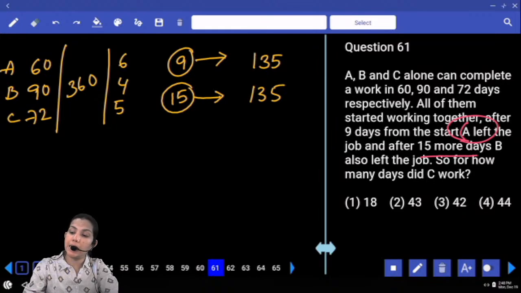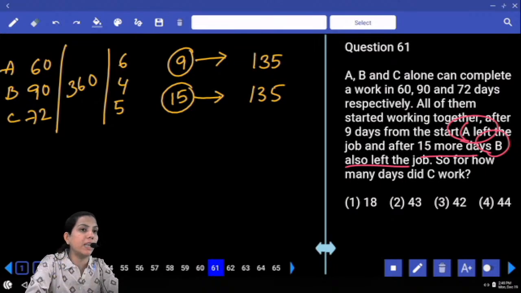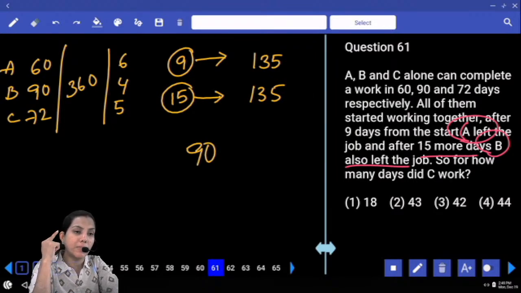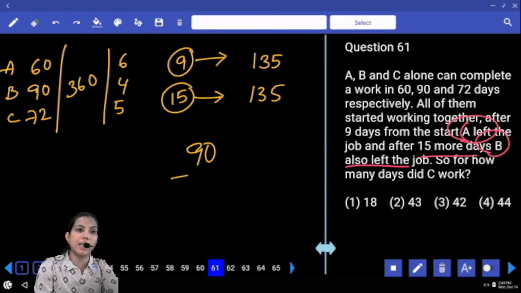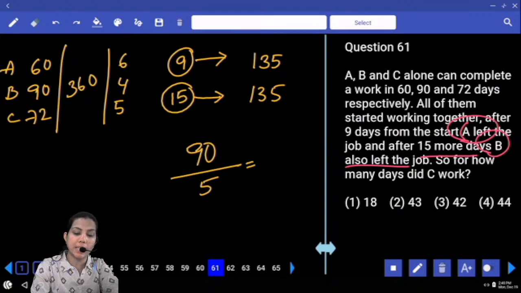After 15 days, B also left. 135 means 270 units done. What is the remaining work? 90. After 9 days, A left. After 15 more days, B left. Then the remaining work is definitely done by C. In how many days? 18 days. This 18 days is the time of C.